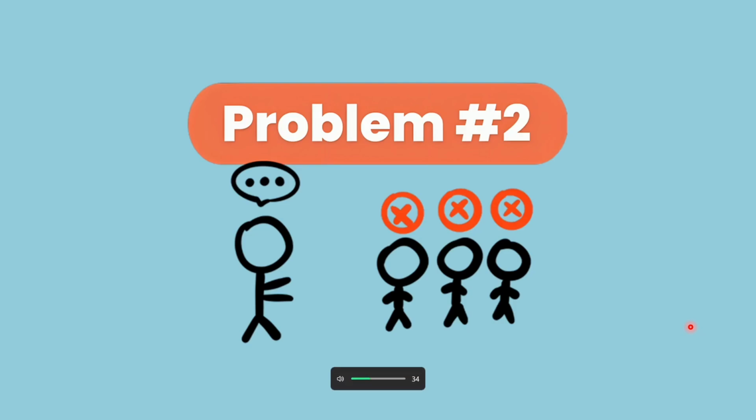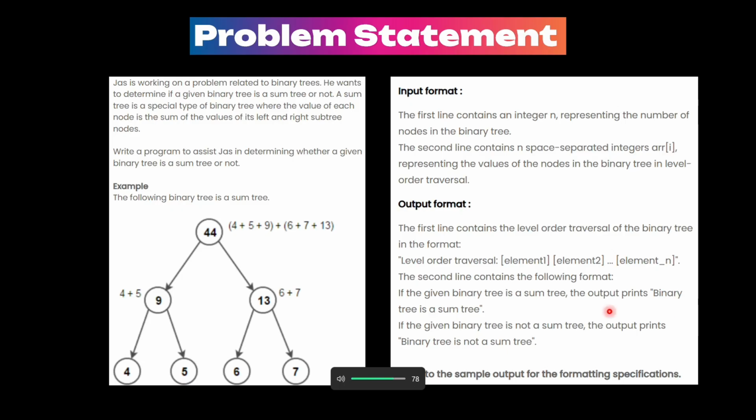Now let's move on to problem 2, that is the sum tree validation. So Jazz is working with binary trees and wants to determine if a given tree is a sum tree. Actually, a sum tree is a special type of binary tree where each node's value is the sum of its left and right subtree nodes. Our work is to come up with a solution that determines whether the given binary tree is a sum tree or not.